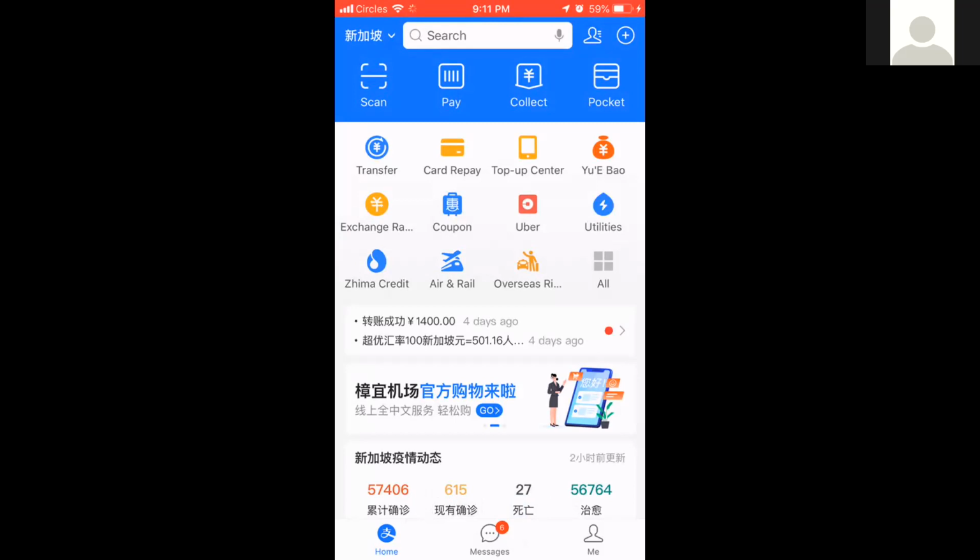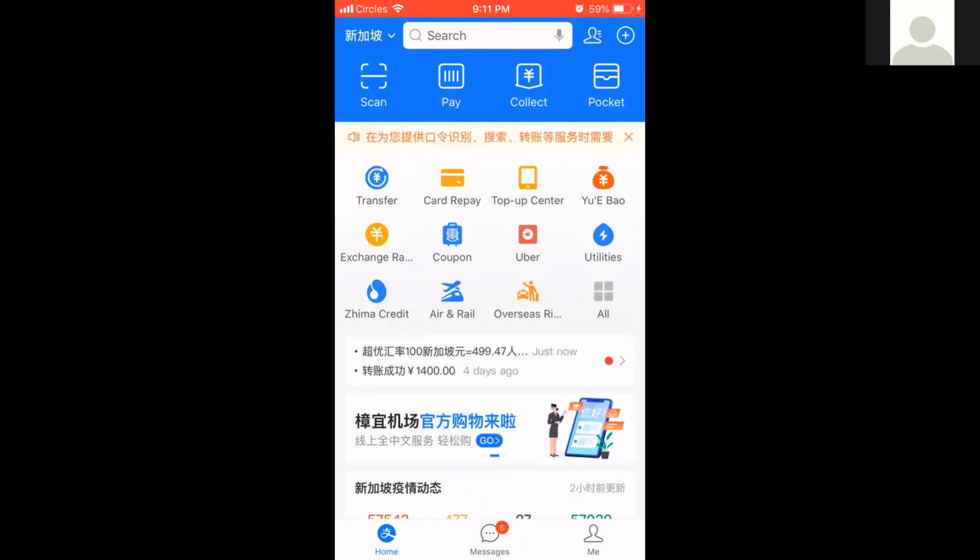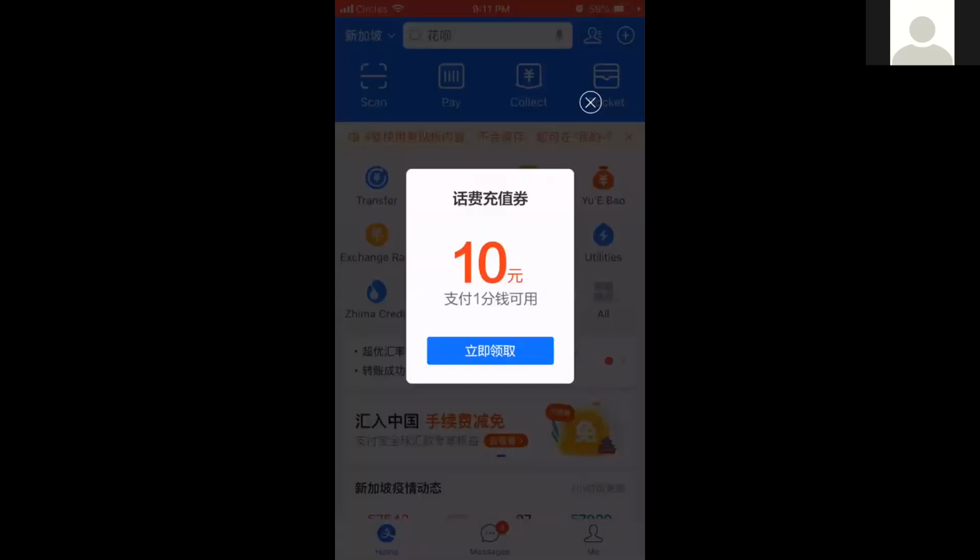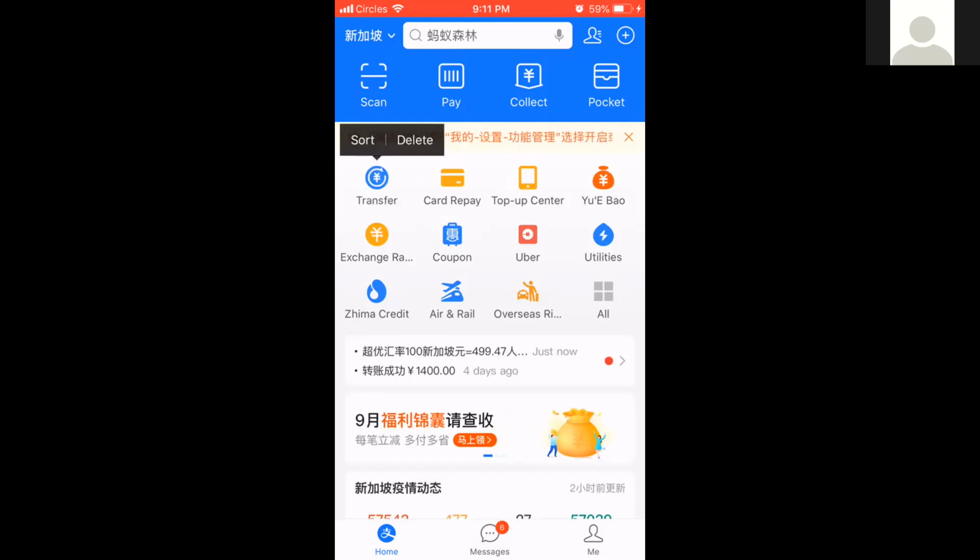So if you arrange personally with a vendor, then you can do a transfer. Can you see the transfer, right? Sometimes this transfer, this one. Okay.